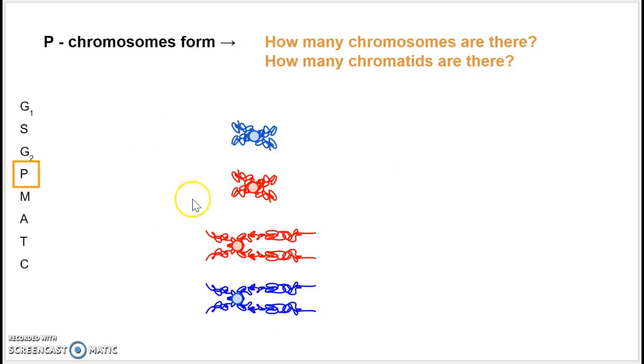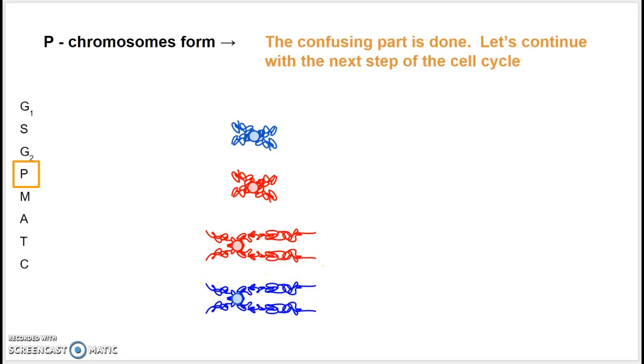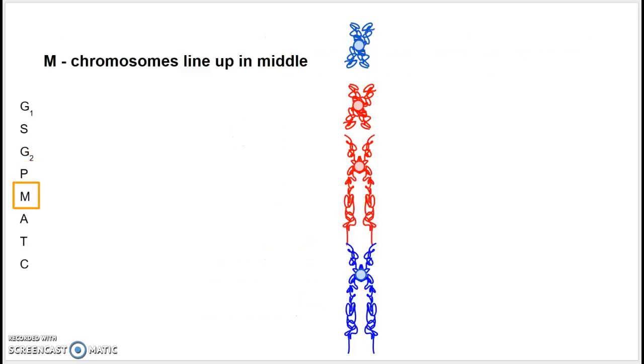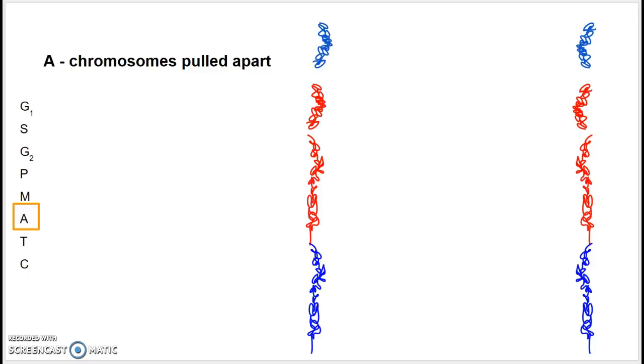All right. So if I asked you how many chromosomes are there on this screen, the answer would be 4. 1, 2, 3, 4. And if I asked you how many chromatids, the answer would be 8. There's 1, 2, 3, 4, 5, 6, 7, 8. All right. Now, that's really the confusing part of all of this. So the rest of the cycle will be relatively straightforward. So in metaphase, we know the chromosomes line up in the middle. In anaphase, they get pulled apart.